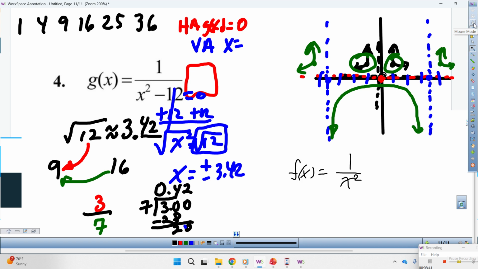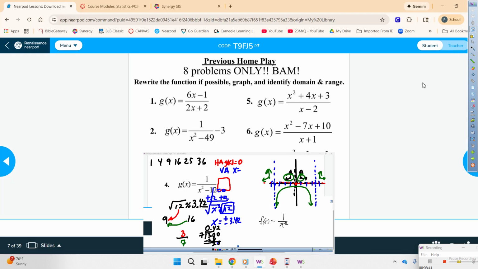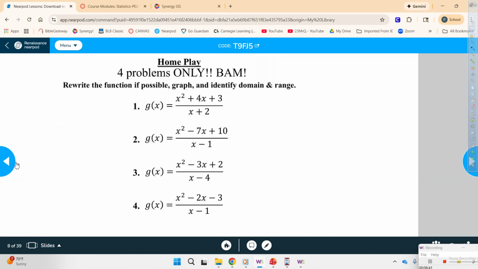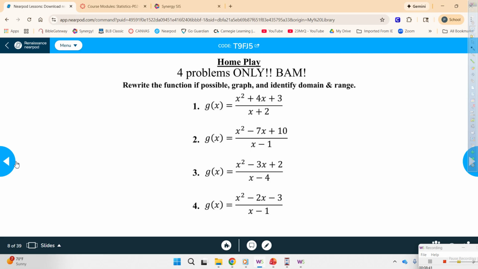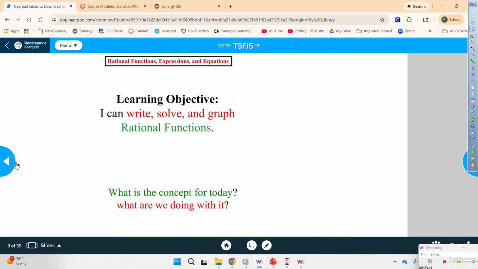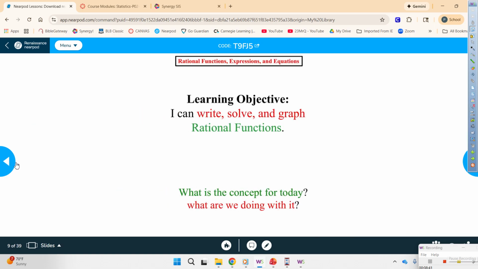All right, so with that said, set that aside. I want you to go to your graph paper at the bottom left. And by the way, tonight's home plate looks like this. So just in case your code doesn't work for Nearpod, where do you go to find the home plate, people? On the YouTube channel. That is correct. Write the objective at the bottom left. I can write, solve, and graph rational functions.